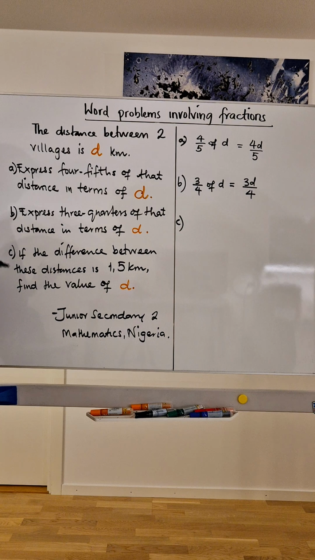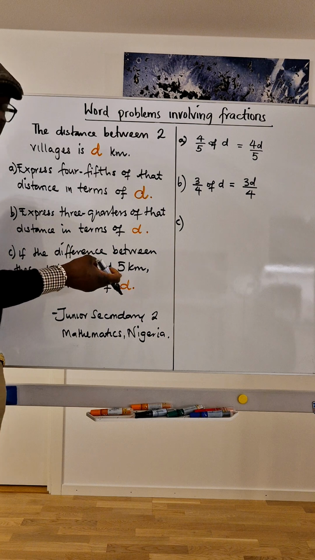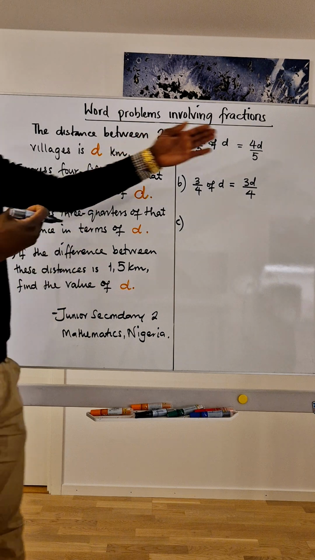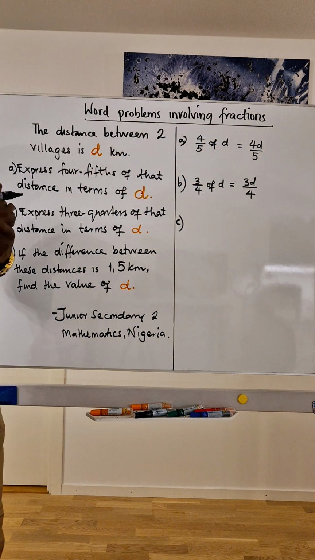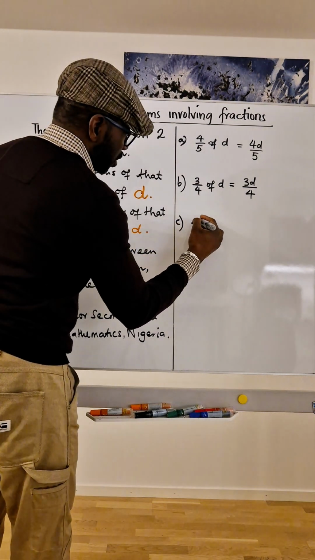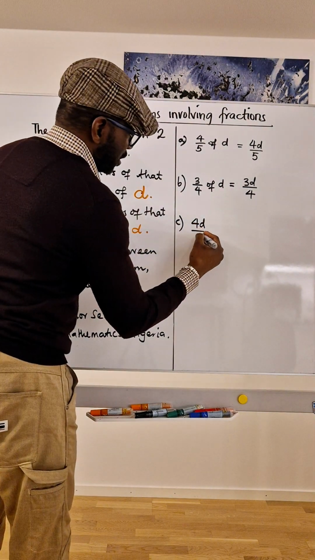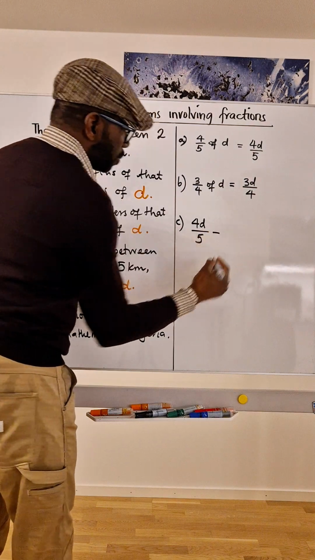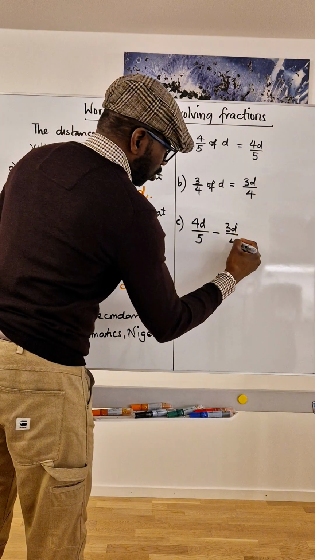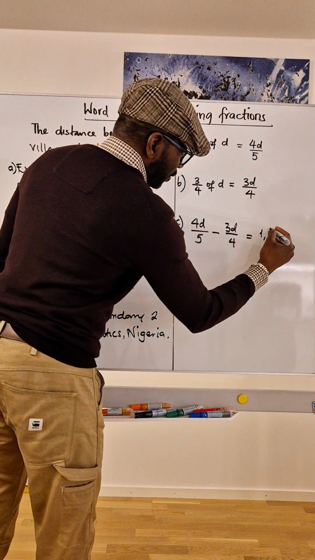If the difference between these distances is 1.5 kilometers, and the difference is positive, that means that we are taking 4 over 5 times d, we're going to subtract 3 over 4 of d, okay? So 4 over 5 is bigger than 3 over 4, okay? That means if we follow that expression, 4d divided by 5, if we subtract 3d divided by 4, we get 1.5.